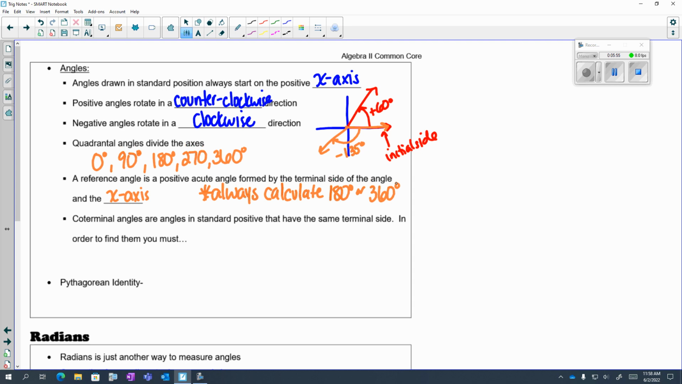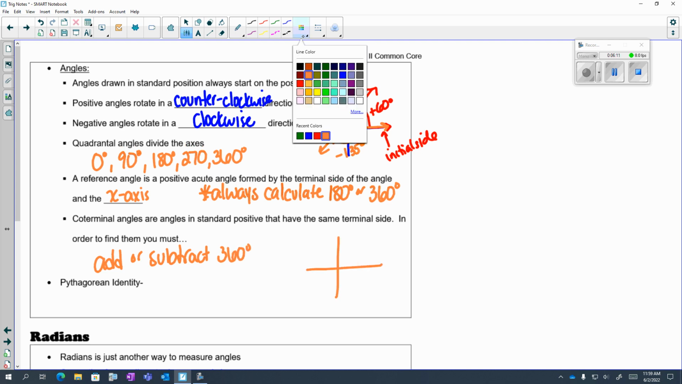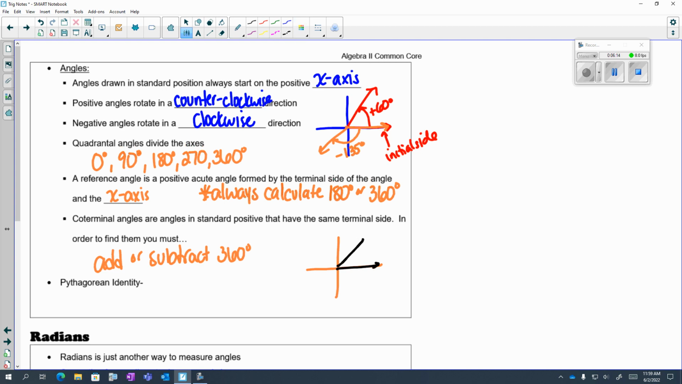Coterminal angles are angles that are in the same position. They have the same terminal side. And in order to find them, we add or subtract 360 degrees because that's a full circle. So for example, here's my angle of 30 degrees, let's say. And if I rotate 360 and another 30, that's 390 degrees. So 30 plus 360 gives me 390.